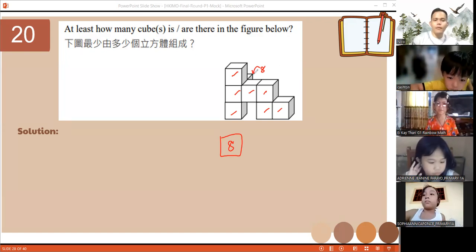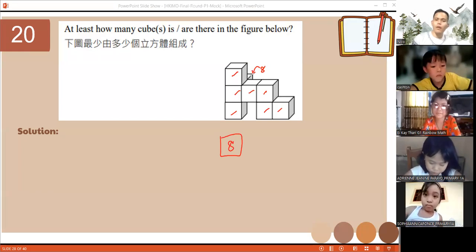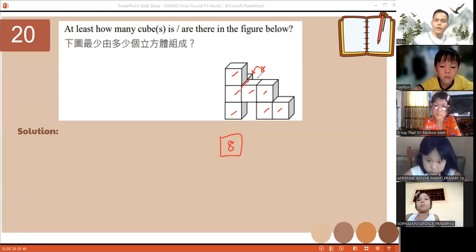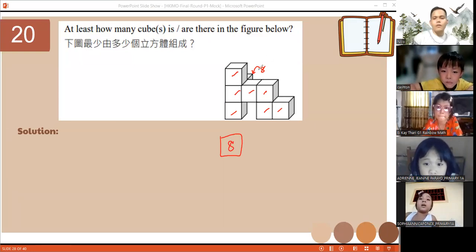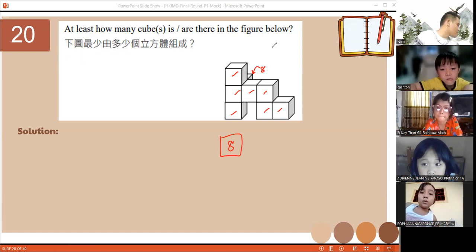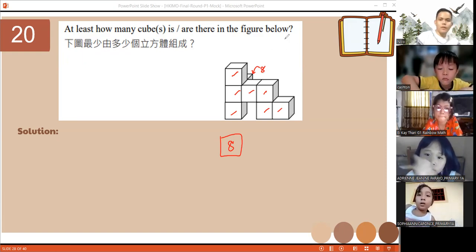Again, the cube here is floating, okay? It's only attached in here. So if you notice this one here, there's no cube in here, right? So it's gonna be 8, not 9. That's why some got 9, but no. Some of you got the answer 9, but no. It's gonna be 8 only.